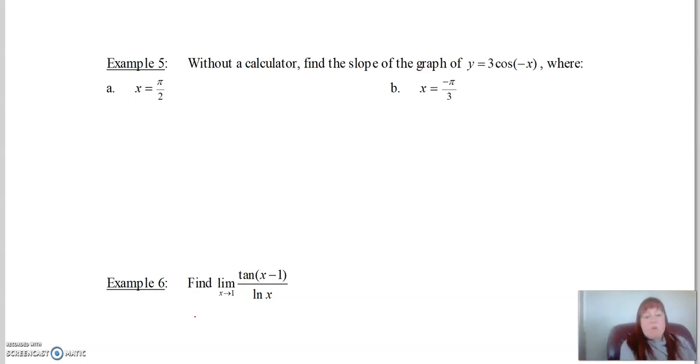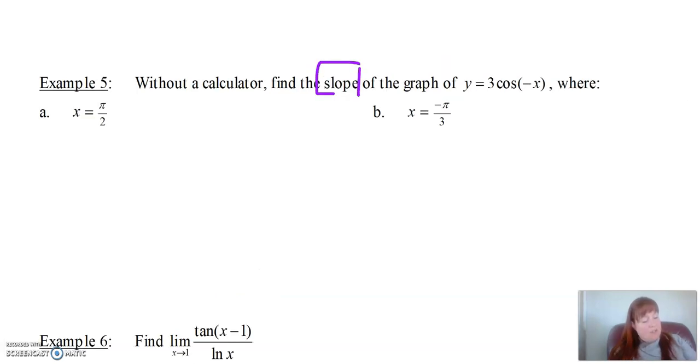Without a calculator, we're going to find these values. So first it says find the slope of the graph y equals 3 cosine negative x. Whenever you see slope, the first thing you're going to think is derivative, right? Because the derivative is the slope. That's the definition of slope.